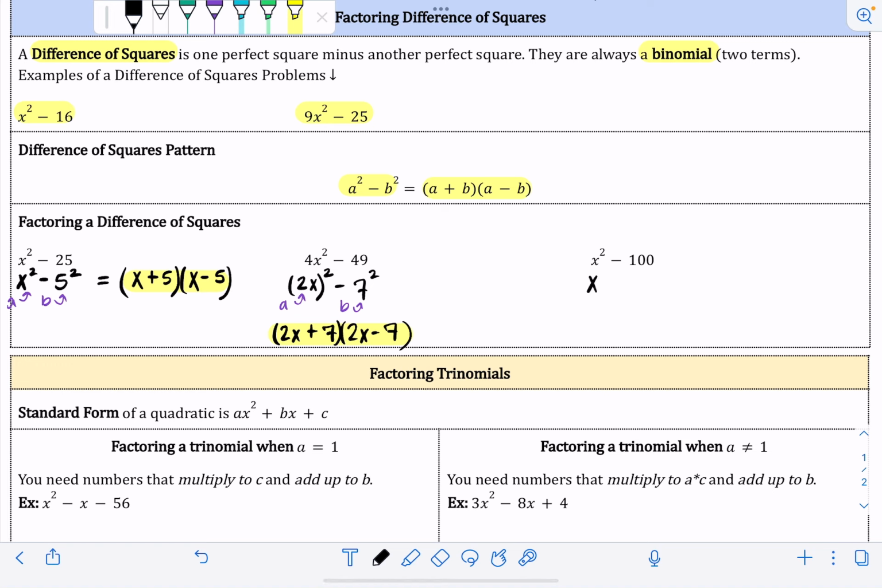So I have x squared, which I'm going to leave alone because I have no number in front of it, and then I'm going to rewrite 100 as 10 squared. And if you want to skip the rewriting part, it's totally fine, I get it. Now I can see what my a and b are. So a is x and b is 10.